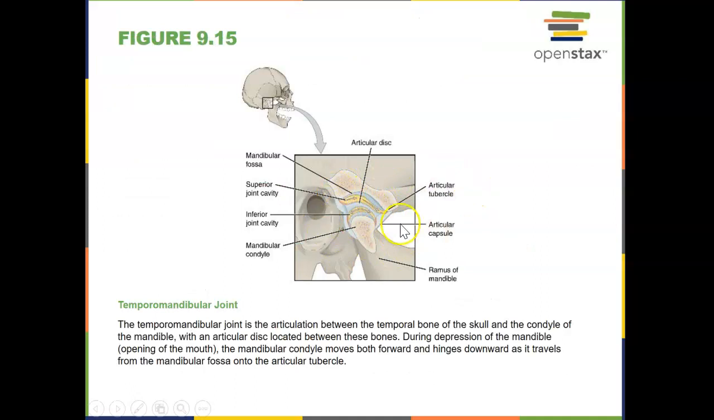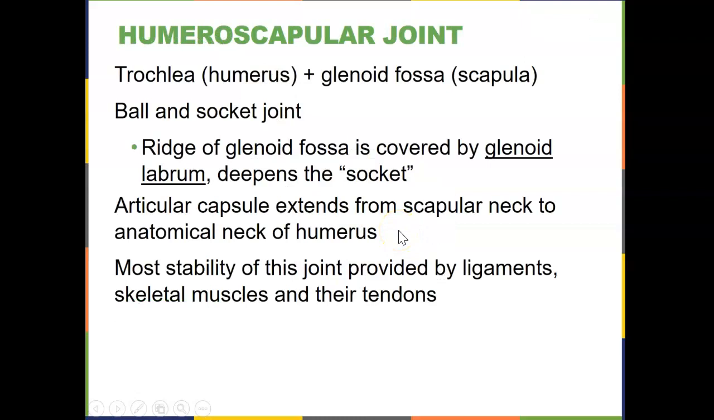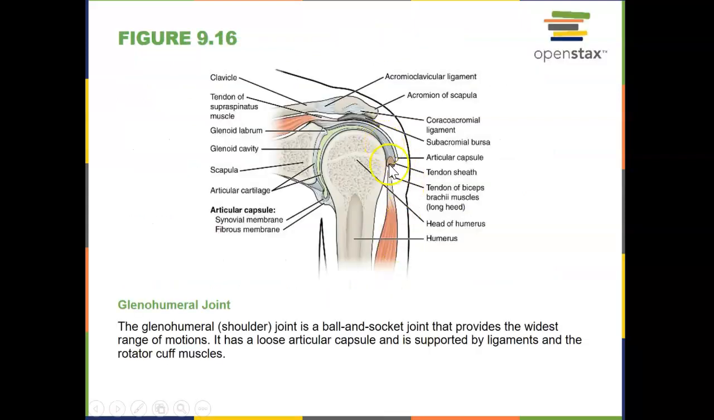So here's another drawing from your book of the temporomandibular joint. The humeroscapular joint, this is where the humerus, the top bone in your arm, associates with the glenoid fossa of the scapula. So this is another ball and socket joint. And so basically what you're going to see is the ridge of the glenoid fossa, a deep, deep socket that articulates with the humerus. And remember that the head of the humerus doesn't have as long a neck as the femur does.